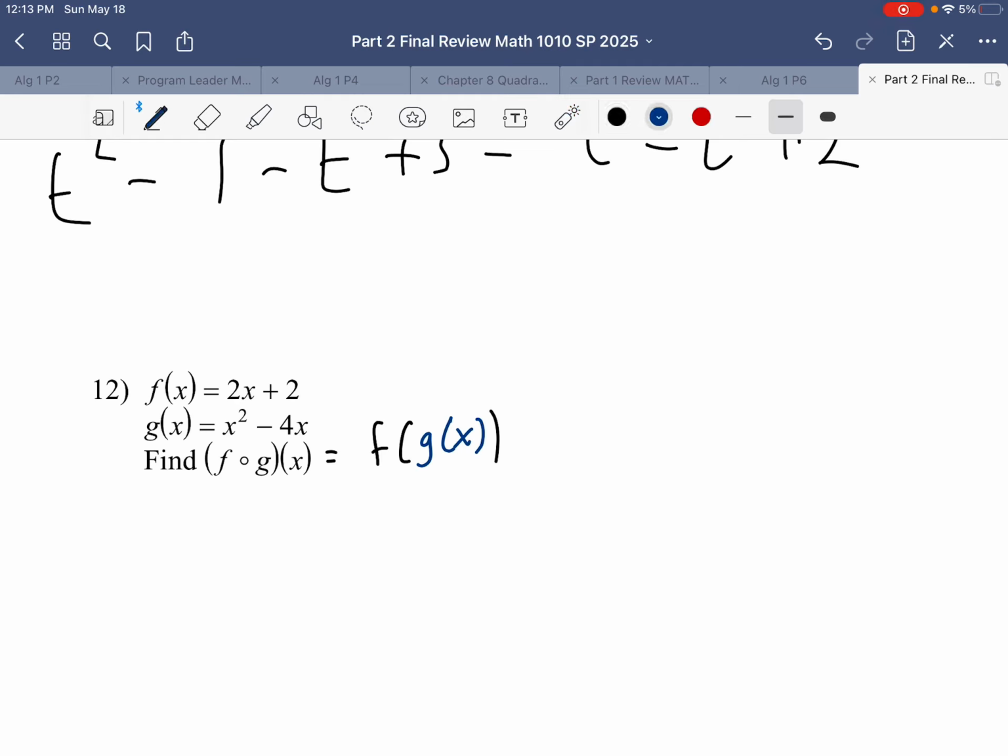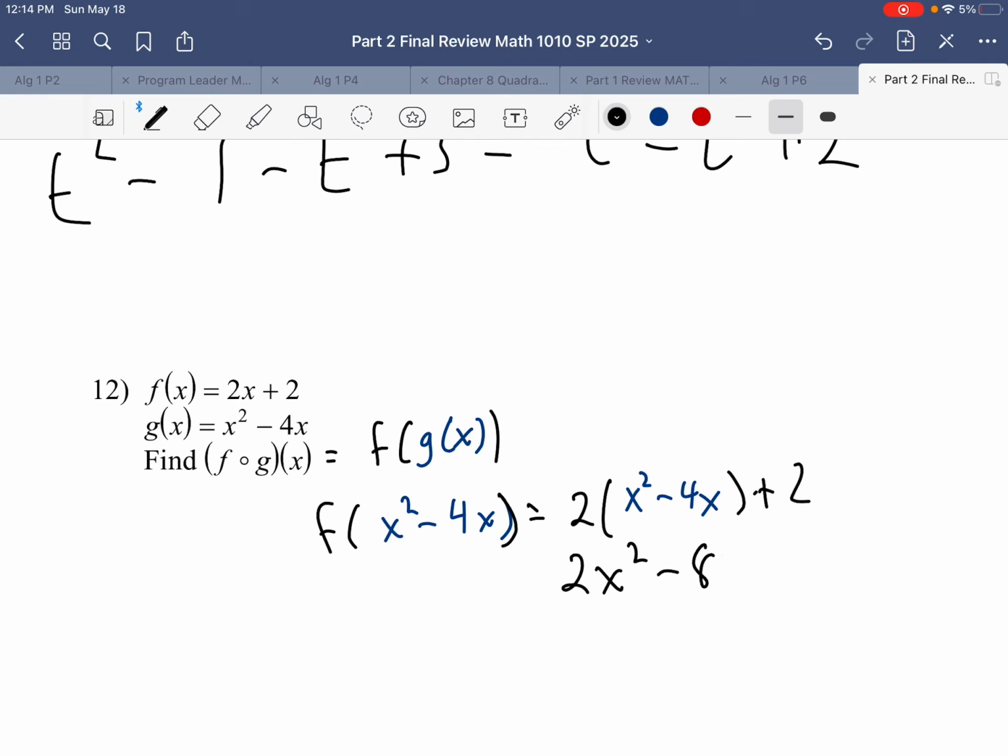So we know that g of x is equal to x squared minus 4x. So this will be equal to 2 times x squared minus 4x plus 2, or 2x squared minus 8x plus 2.